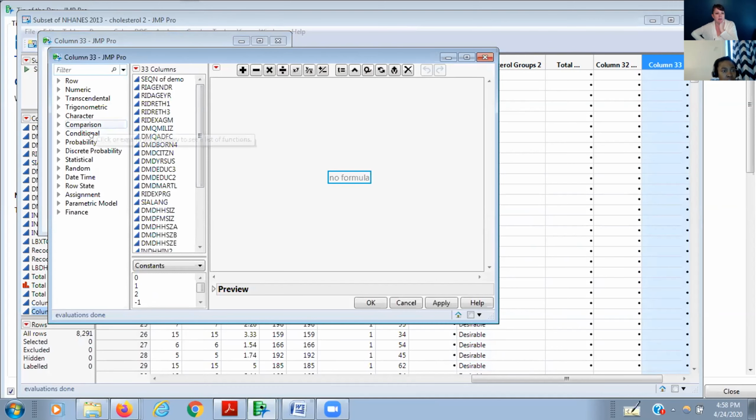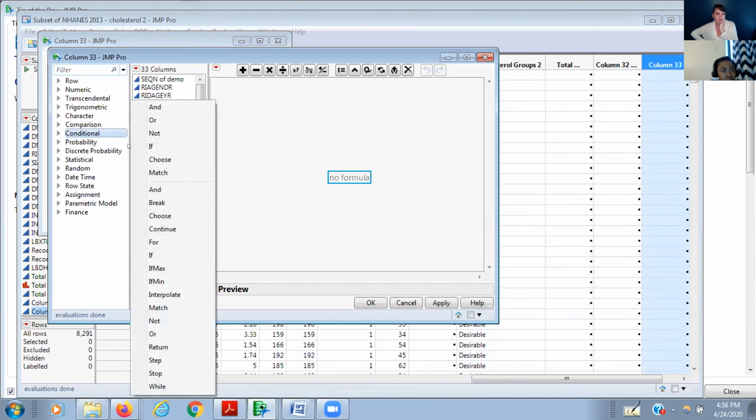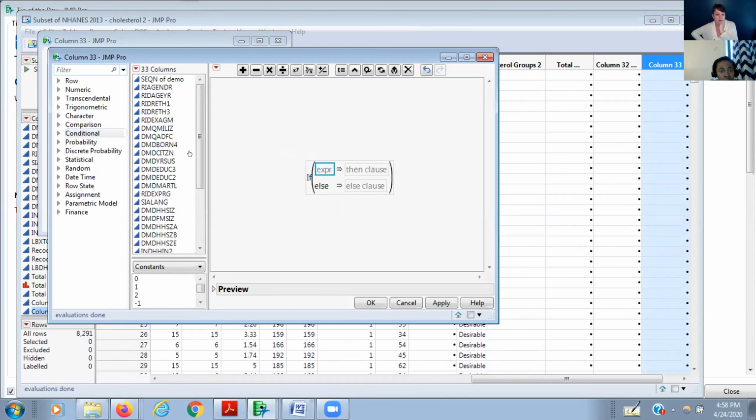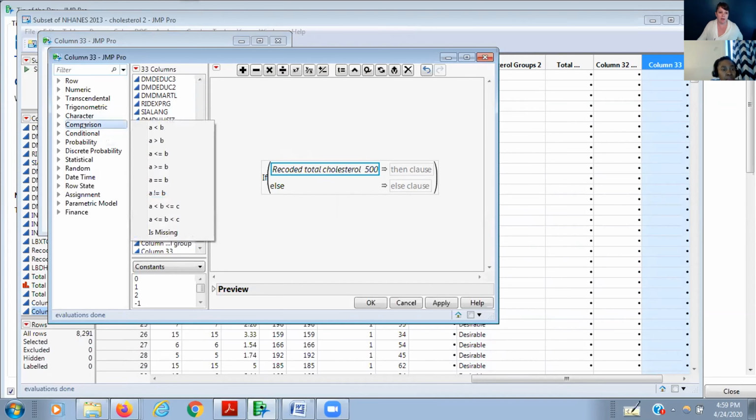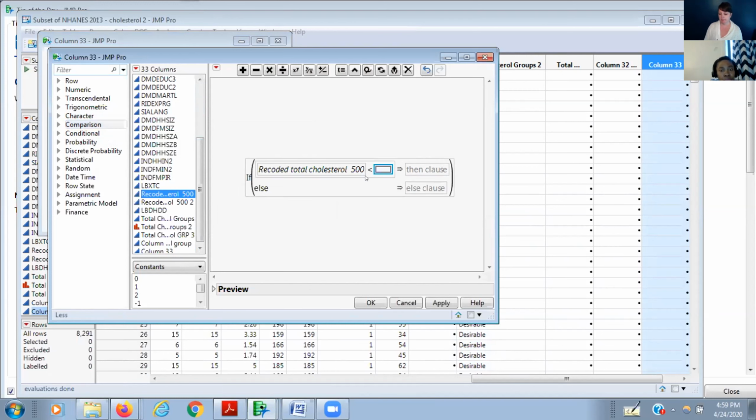Start with conditional. There you go. If. Go all the way down and select your recoded cholesterol. Then greater than, right? That's under comparison. You want to go over to the comparison. Do less than 200.